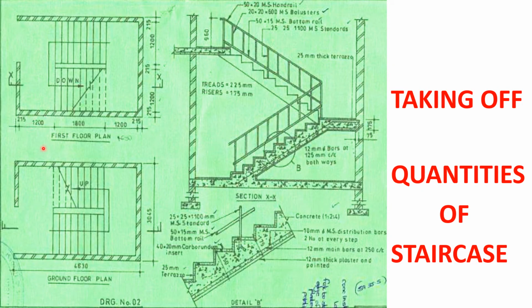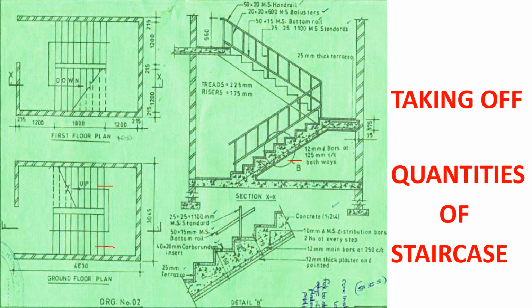So as you can see, we have the first floor plan, and then we have the ground floor plan, and then from there we have the section XX, and then we've been given detail B. As you can see, this is where we have our detail B. So from this first floor plan, you go down, and when you are on ground floor, this way you go up. So you can see it's a staircase which has two flights. This is the first flight, and then this is the second flight.